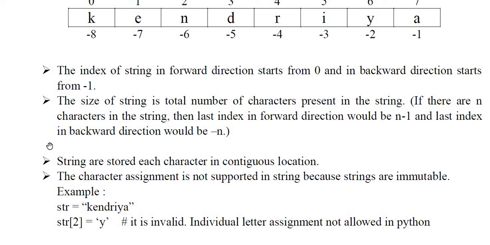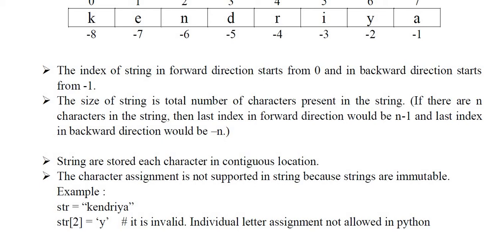Now, strings store each character in a contiguous location. What do we mean by the word contiguous? The word contiguous means that all the data would be in a sequential manner in a block. I'm repeating, all the data would be in a sequential manner in a block.